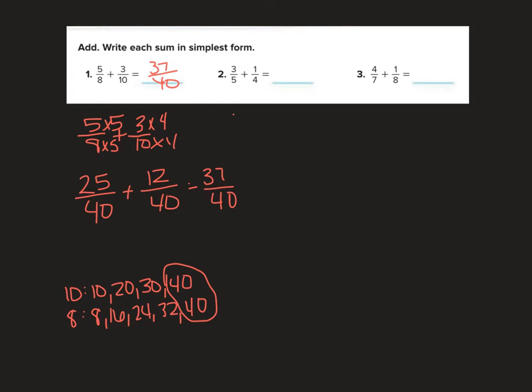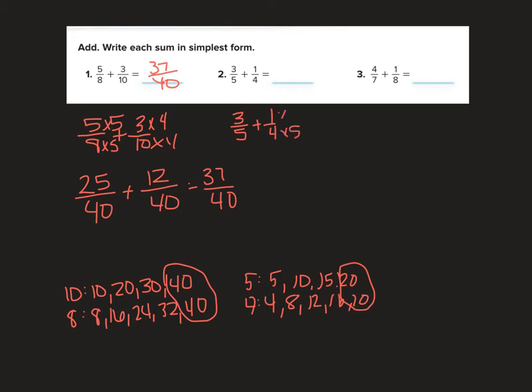Okay, so here we have 3/5 plus 1/4. Okay, so where do 5 and 4 intersect? If I count by 5s, 5, nope, 4 doesn't go into that. 10, nope. 15, nope. 20, yes. Okay, 4, 8, 12, 16, 20. 20 is where they intersect. So I need to make 4 a 20.